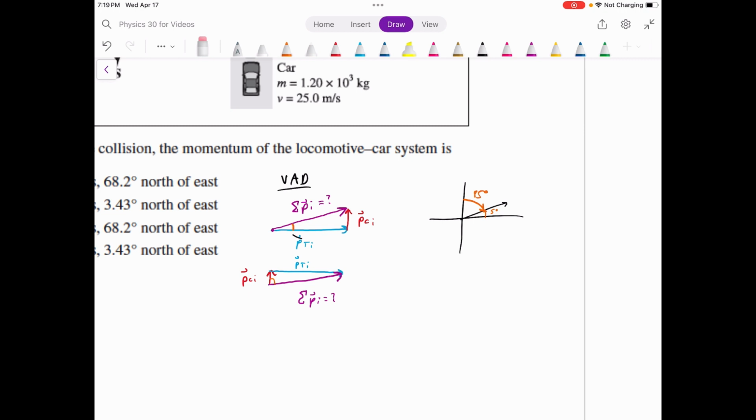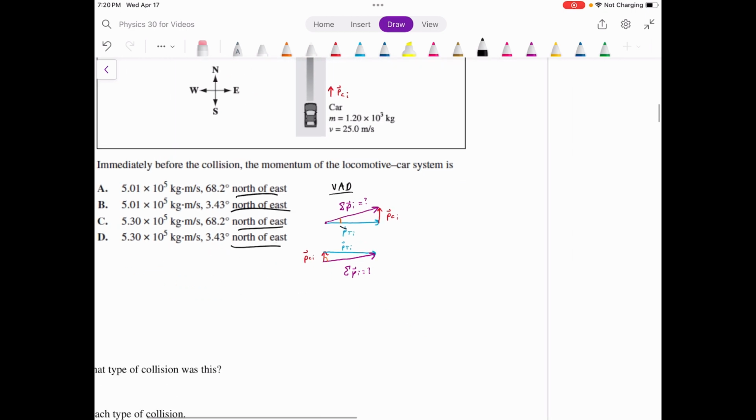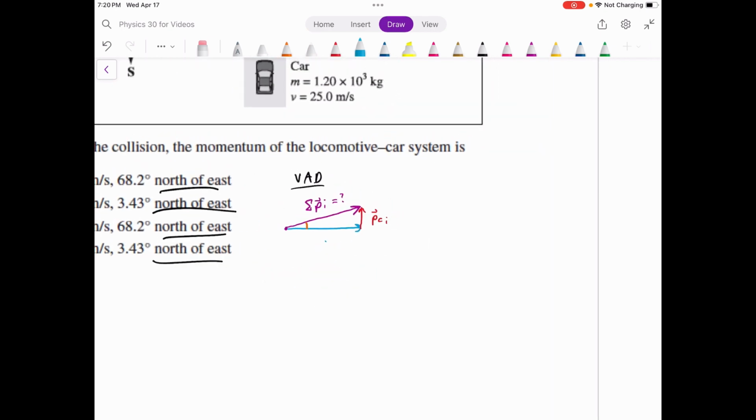Okay. With that being said, just looking at the multiple choices here, they've got north of east in all of the options. So maybe we'll just go with that one just so we don't have to do that extra step at the end of doing 90 minus our angle. Okay. But here we go. Let's see if we can find that net momentum.